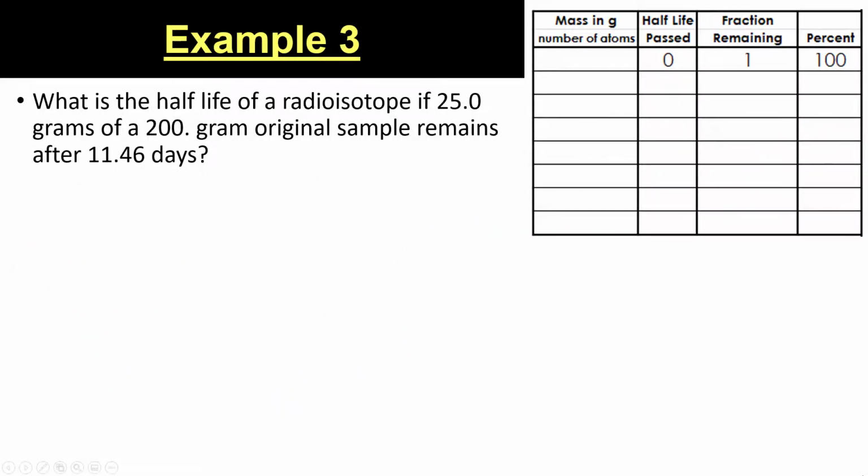All right, now it is your turn. Here's example 3. Why don't you guys try and figure out the answer to this question? What's the half-life of a radioisotope if 25 grams of a 200-gram sample remains after 11.46 days? Lots of information, so remember, take what you know, start there, and then work your way through the problem. So pause the video now, and then check the answer when you are done.